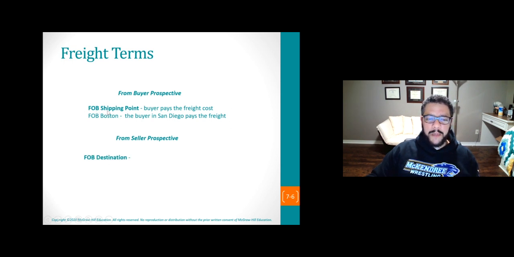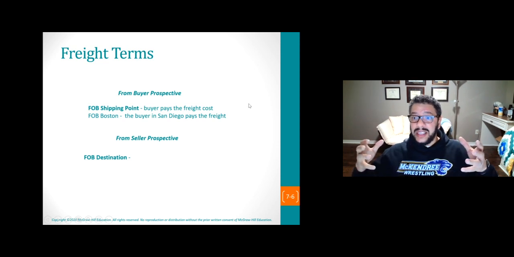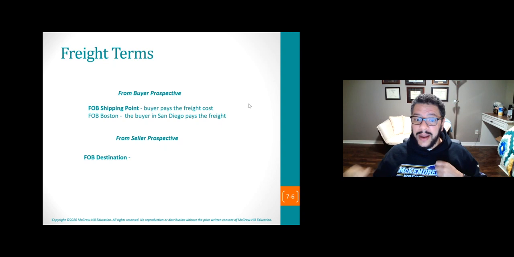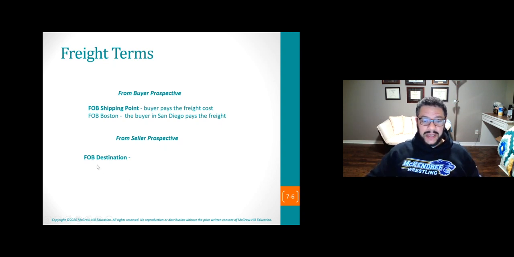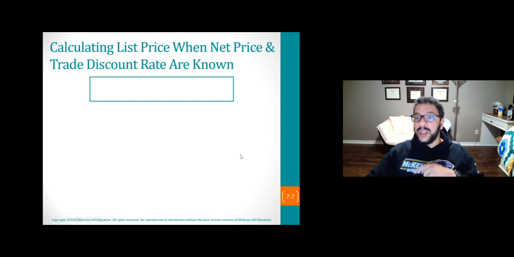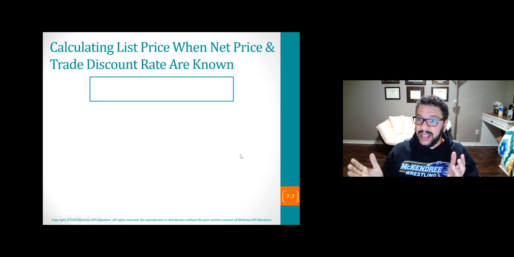So if it's FOB origin or FOB shipping point, that means the buyer pays the freight cost. When the buyer pays, like when they buy this thing, they also pay for shipping, right? And FOB destination means that the seller is paying for freight costs, and they're assuming liability for anything that happens. That's going to come into play when you're trying to figure out the cost of things. Based upon what that is, you have to attribute that cost to the right person.